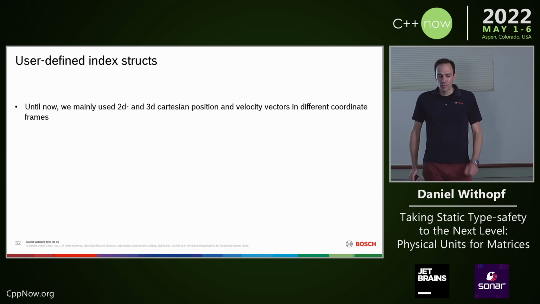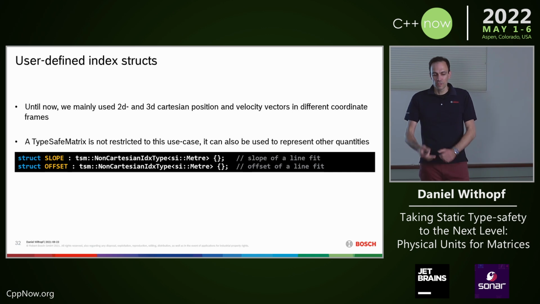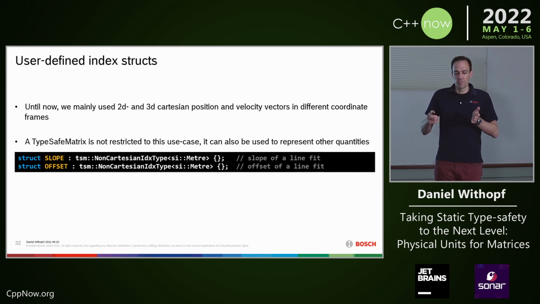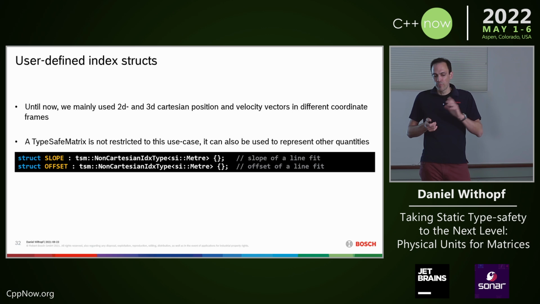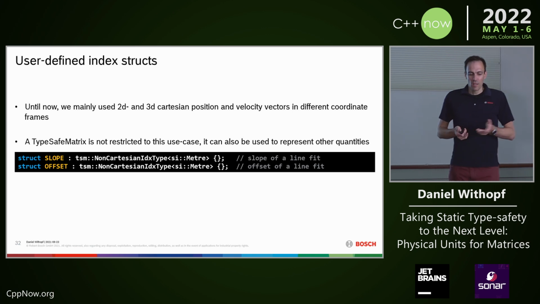Now we had that earlier. It's also possible to declare user-defined index structs. This can be done like this here. So we derive from a non-Cartesian index type. Maybe we want to represent the slope and offset of a line fit and put that in a vector. Then you could create these indices and again use them in a vector.